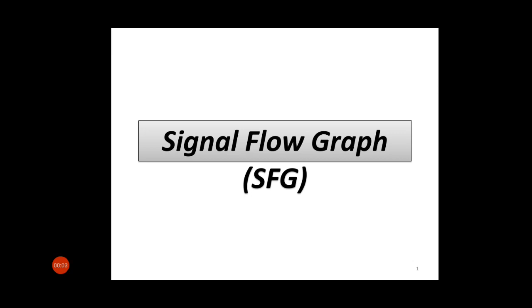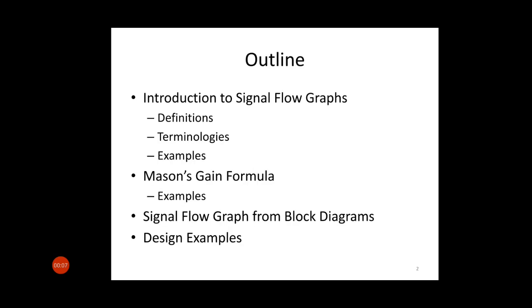Hello student, in this lecture we will discuss about signal flow graph. This is our lecture outline where first I will discuss the definition of signal flow graph. Then we will discuss about terminologies of signal flow graph, and after that we will solve some examples based on signal flow graph. Next, we will discuss about Mason's gain formula.